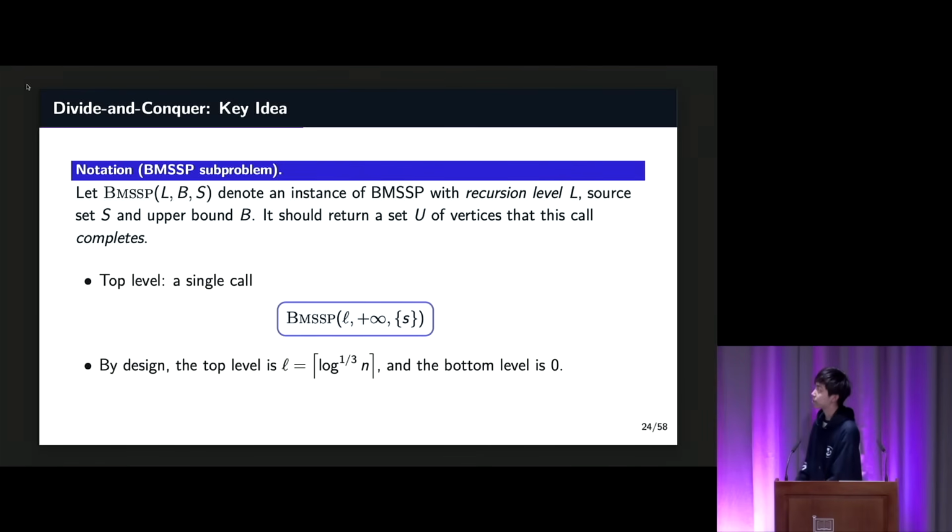Let's give a name for this recursive subproblem. Let BMSSP L, B, and S denote an instance of BMSSP with recursion level L, source set S, and upper bound B. It should return a set U of vertices that this call completes. Okay, so let's consider the so-called recursion tree of this main algorithm. At the top level, the instance with parameters little l, positive infinity, and a singleton set containing only the source is basically equivalent to SSSP if we think about it. And by design, we set little l to be equal to log n to the power 1/3, and this will be helpful for the runtime analysis.